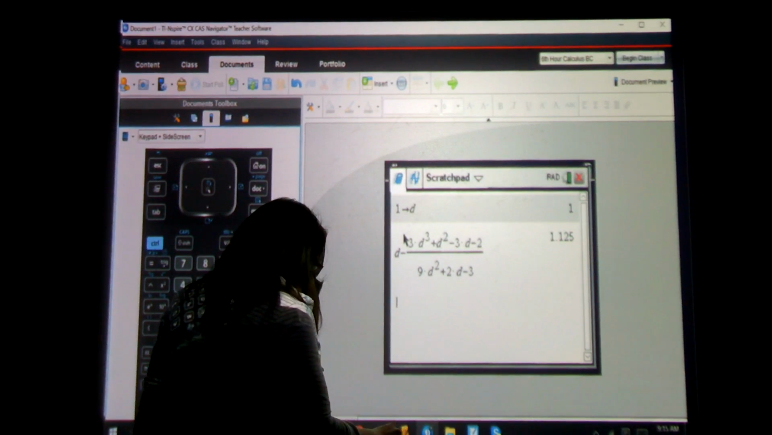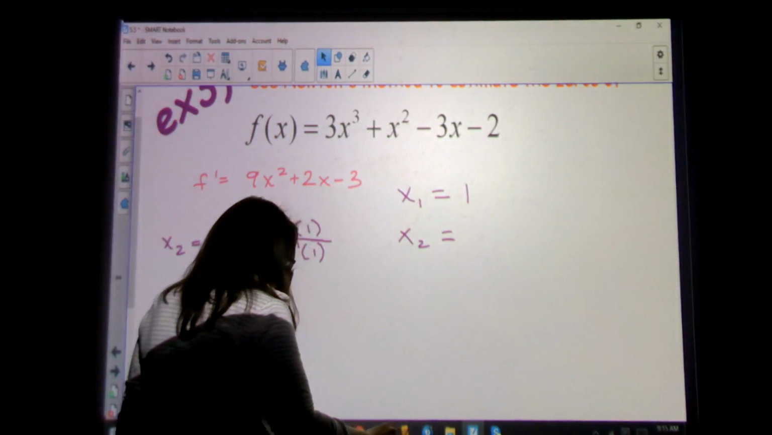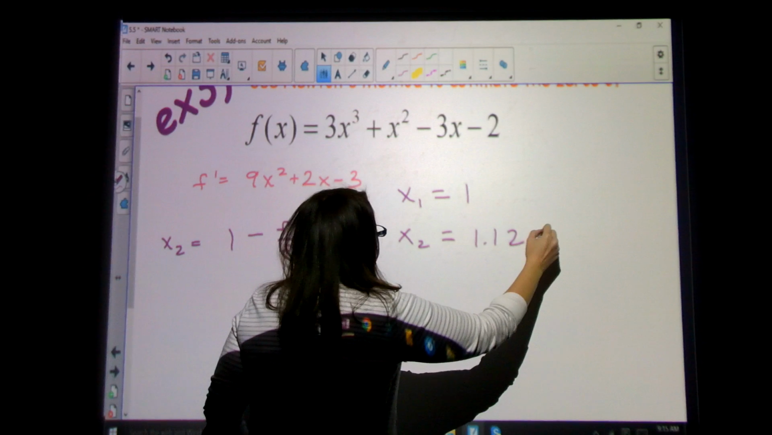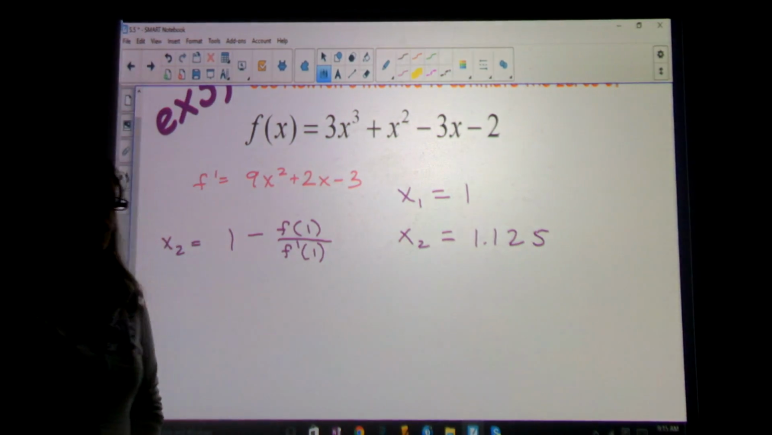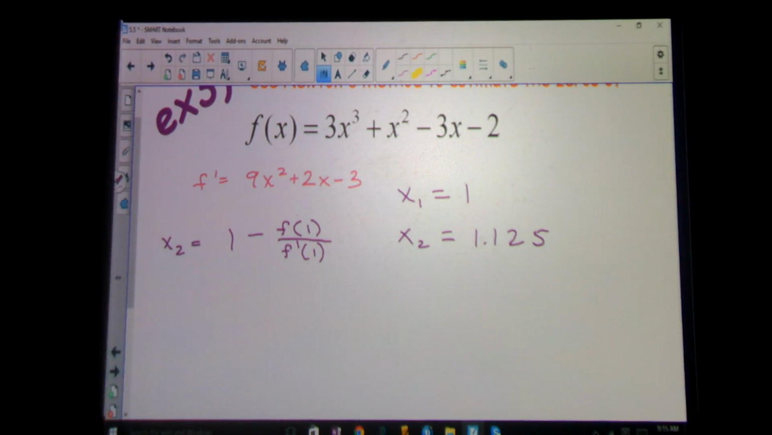Once again, you should be doing this with me. So 1.125, and never ever ever round. If it gives you 9 decimals, you write down 9 decimals. Do not round. We're trying to be as accurate as possible with Newton's method.